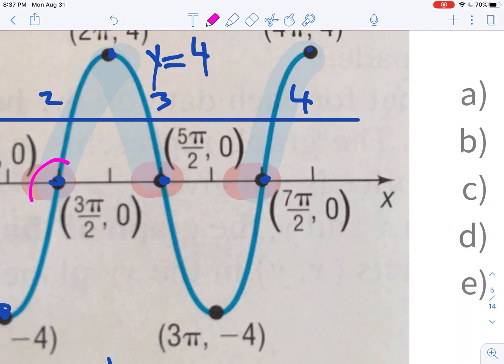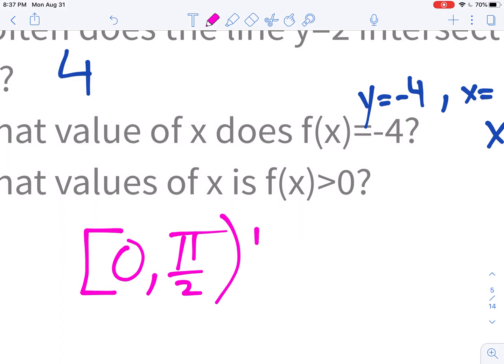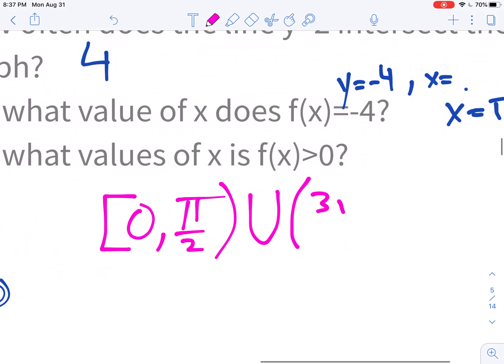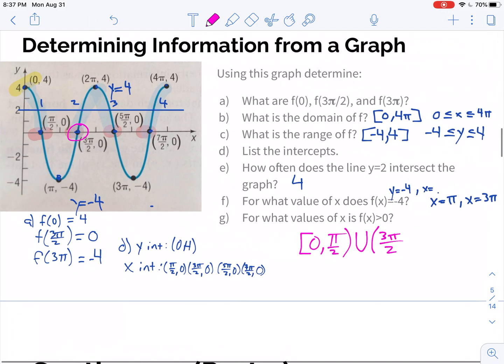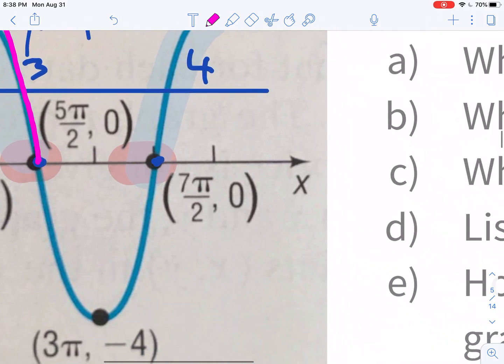Once I get back here to 3 pi over 2, yet again, I'm greater than 0. So I put a union, which is just a U. I'm just talking about greater than, not greater than or equal to, so I'm going to use a parenthesis. Starting at the x value of 3 pi over 2, my y values become positive again, and they stay positive until I hit the x-axis again, and when I cross that x-axis, I get negative values.